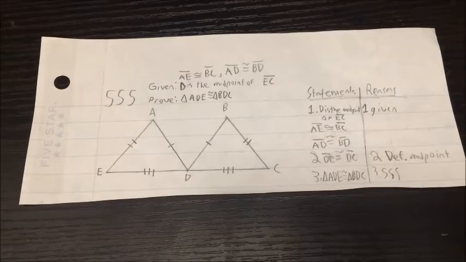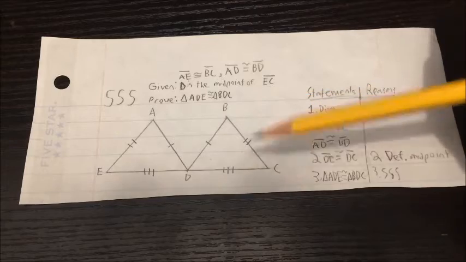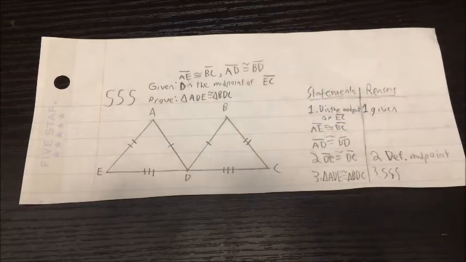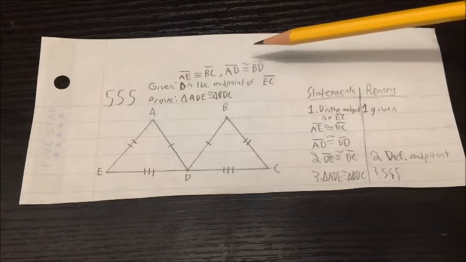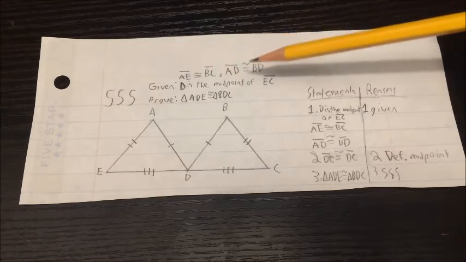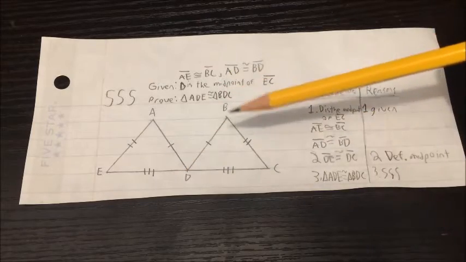Proofs are mathematical statements that use logical properties and theorems to prove that another mathematical statement is true. The first method to solving triangle proofs is side, side, side. If the three sides of one triangle are congruent to the three sides of another triangle, then the two triangles are congruent. In this proof, we are given that line AE is congruent to line BC, line AD is congruent to line BD, and D is the midpoint of line EC.